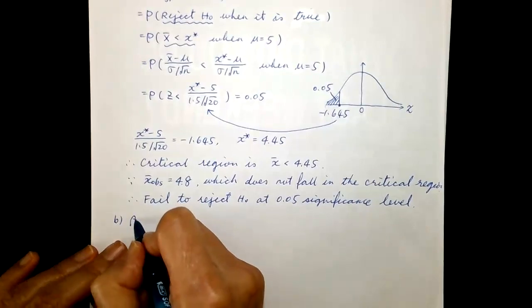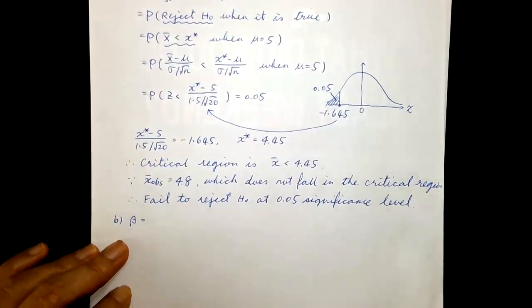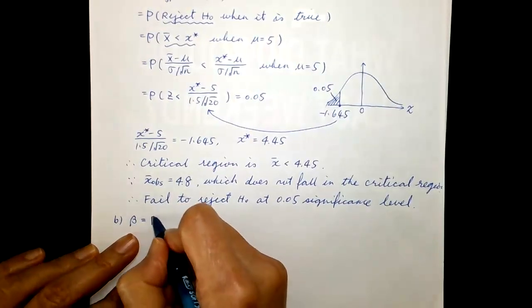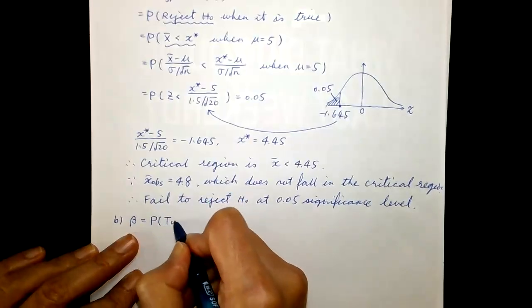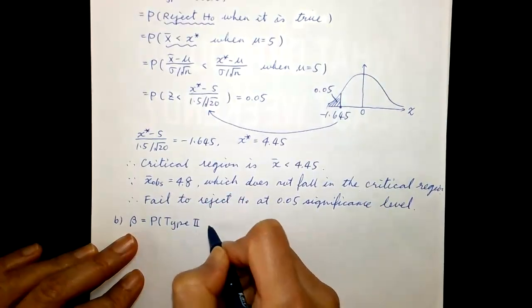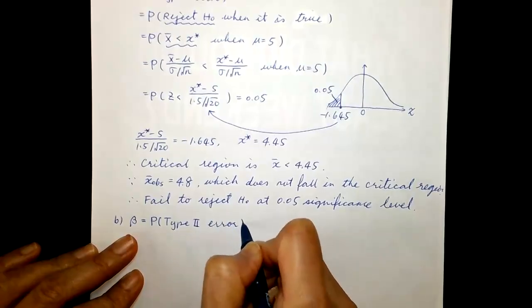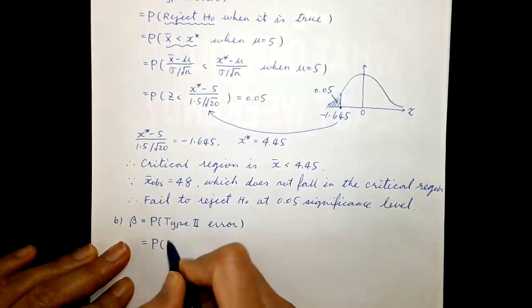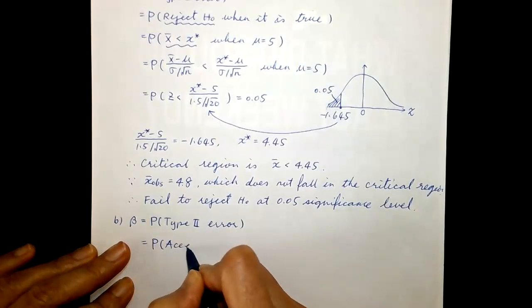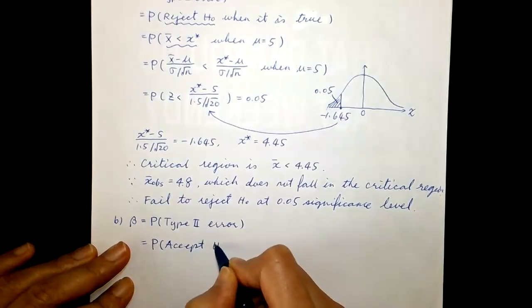In part B, we are not getting to p-value yet. I want to remind you of beta. We've never talked about beta today. What is beta? By definition, it's the probability of making type 2 error.